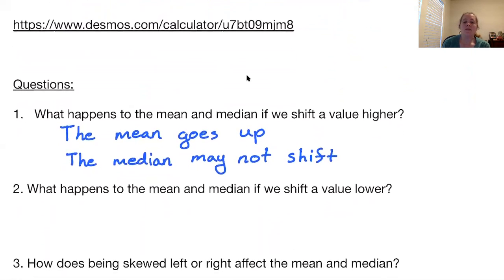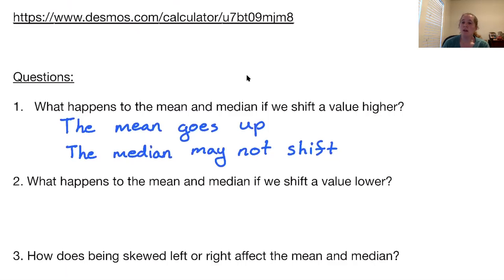What happens to the mean and median if we shift a value lower? If we shift a value lower, our overall sum is smaller now because one of the numbers we are adding is smaller. So the mean goes down. And again, the median might not shift.